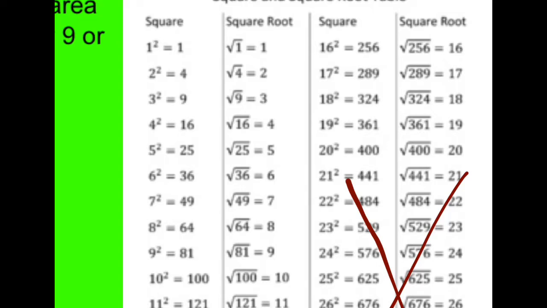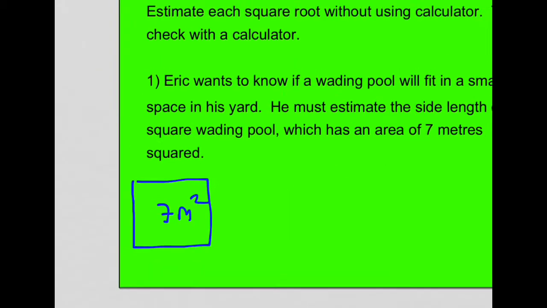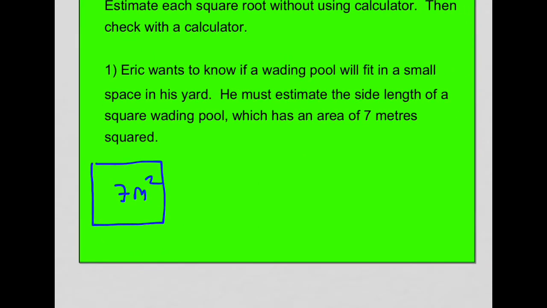Now 7 lies between the perfect square 4 and the perfect square 9, right? So 7 is not a perfect square, but it's going to lie somewhere in between 4 and 9. So I'm going to go back here now. What we're trying to do in this problem is we want to estimate the side length of this square wading pool. So we want to estimate this distance. I'm going to call it x, because it's an unknown.